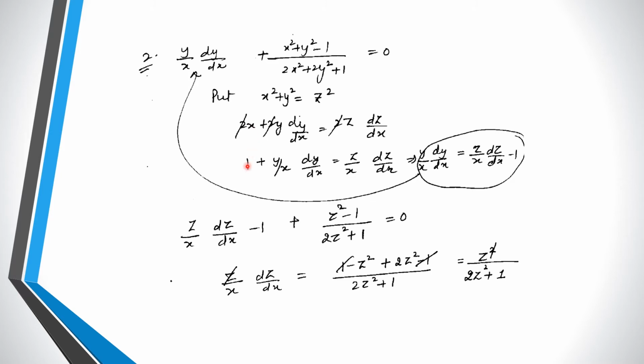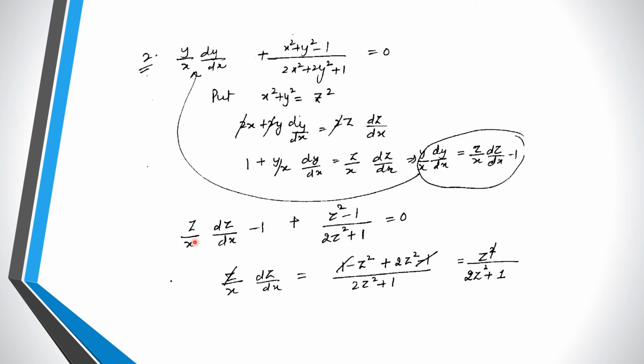So you will have 1 + (y/x) dy/dx = (z/x) dz/dx. Now you can take this 1 to the other side and you will have the value of (y/x) dy/dx, right? And you can put this value over here. So (y/x) dy/dx is (z/x) dz/dx − 1. Okay, so you can substitute over here, plus this factor is (z² − 1)/(2z² + 1) equals to 0.